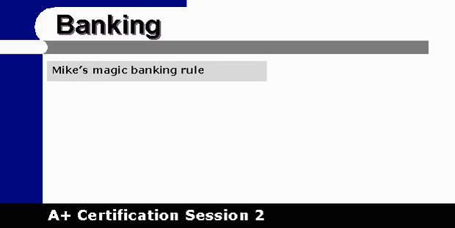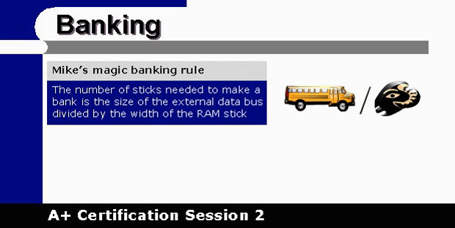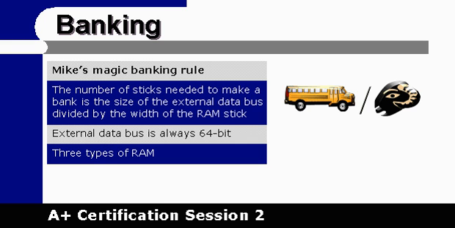All right, Mike's magic banking rule is real simple. The number of sticks that you need to make a bank on any PC is the size of the external data bus divided by the width of the RAM stick. Keep in mind that since the original Pentium, the external data bus has been 64 bits. It's never changed once. So the top part of this equation is always 64, divided by the width of the RAM. So far, you guys have only seen 3 types of RAM.